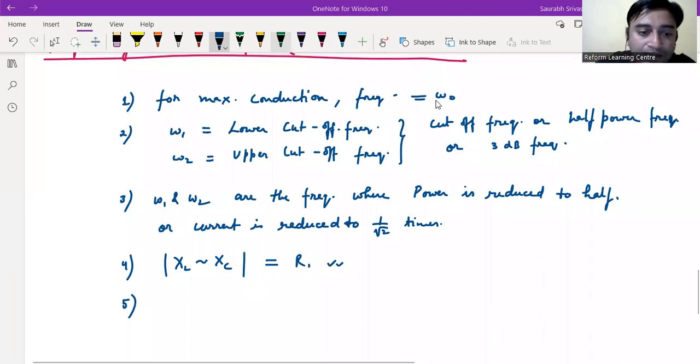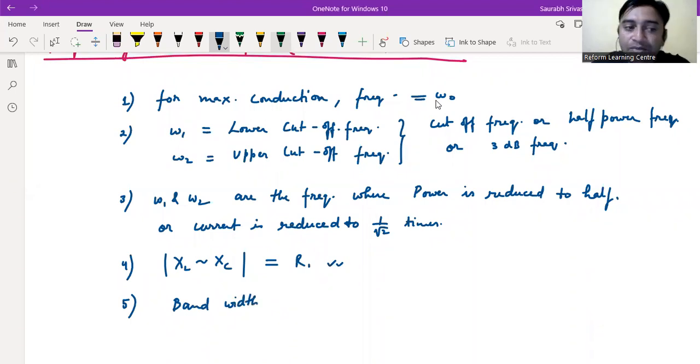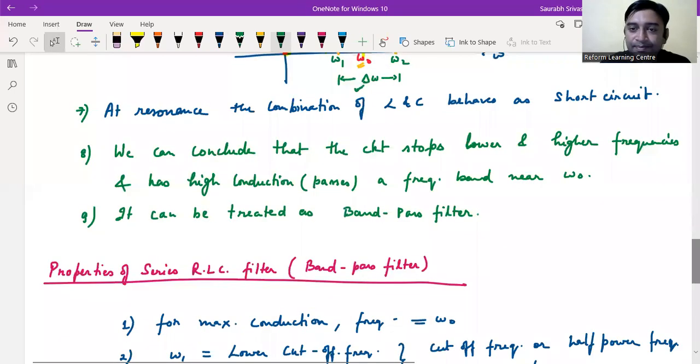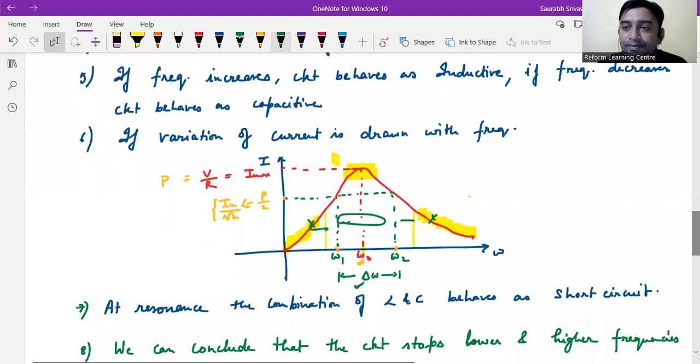Now, this bandwidth, जो bandwidth pass हो रहा है filter से, it is delta omega, it is equal to omega 2 minus omega 1. These are the properties for filter. Now, what is a good filter? अच्छा filter कौन होता है? What will be ideal filter?